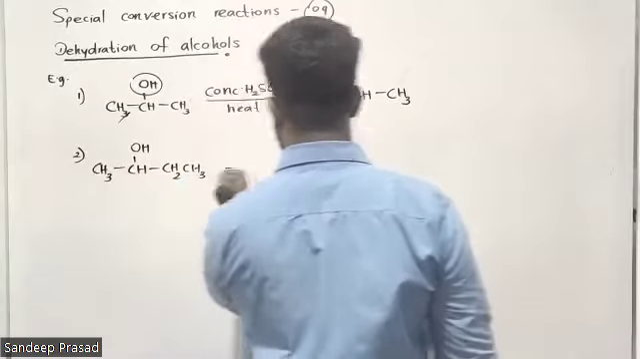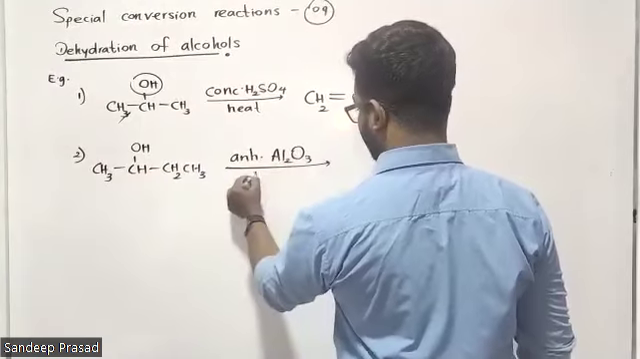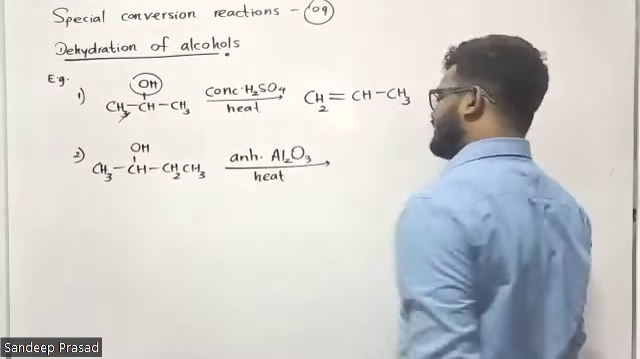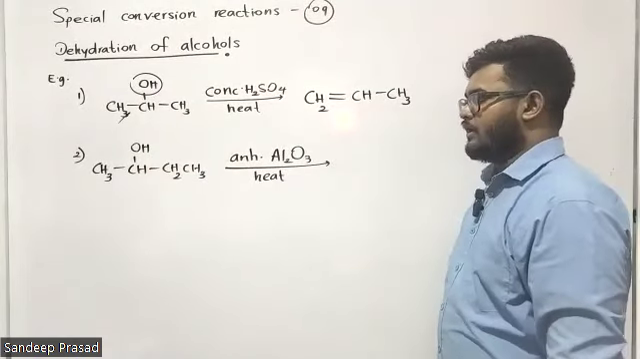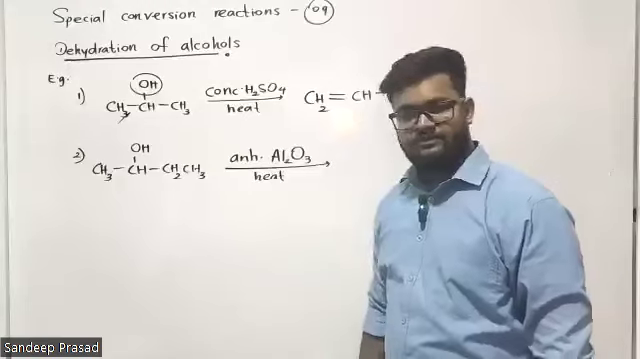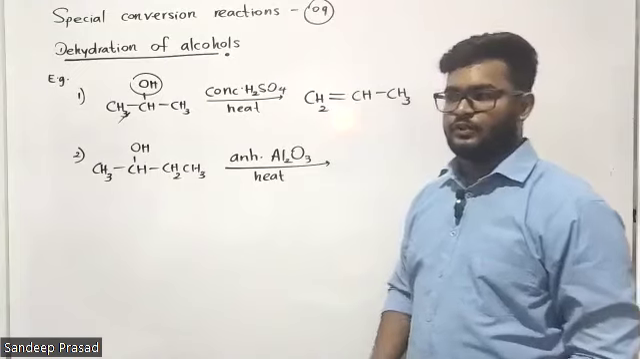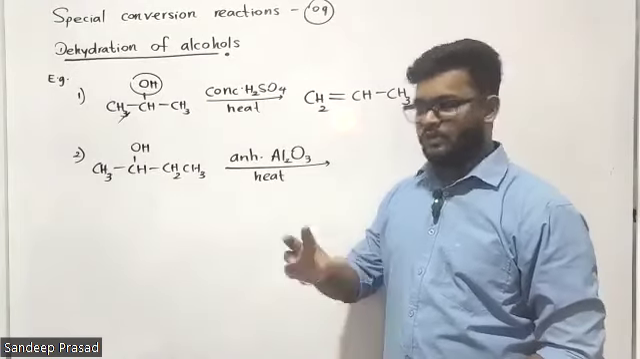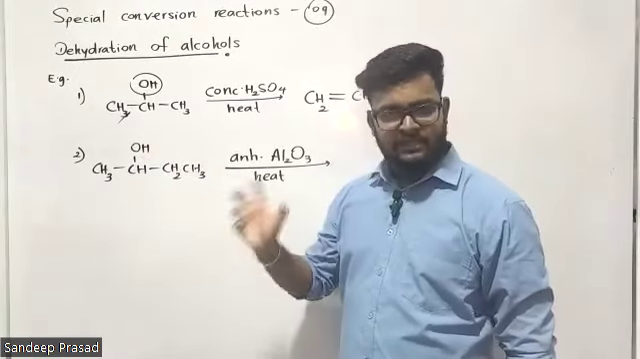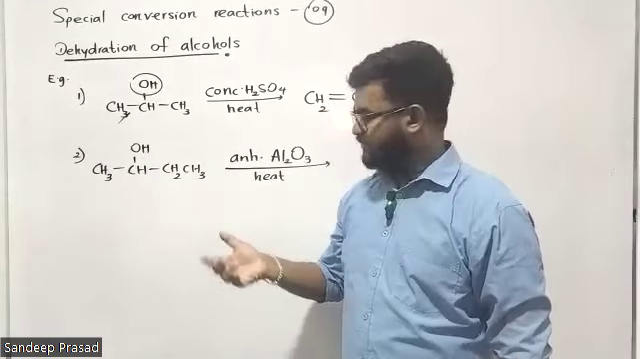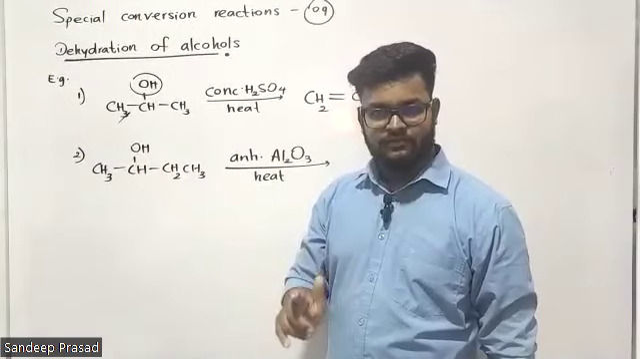2-butanol. Let me add here anhydrous alumina, Al2O3, and heat. This alcohol is not like the first one because this is an asymmetric alcohol. When we are choosing the neighboring carbon atom, we have to be very careful. Can you remember we learned the Zaitsev rule? Zaitsev rule means the poor gets poorer. So when OH is eliminated with one of the hydrogens, we have to choose the neighboring carbon atom wisely, following the Zaitsev rule.